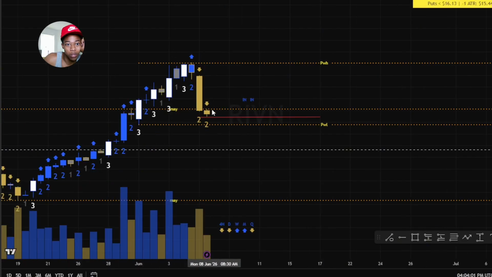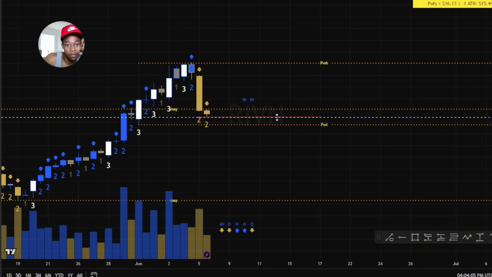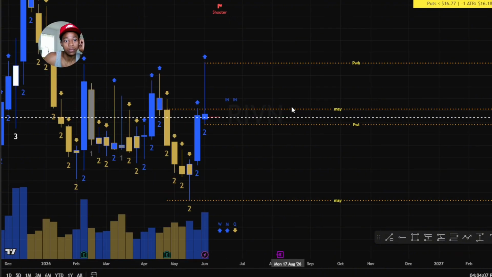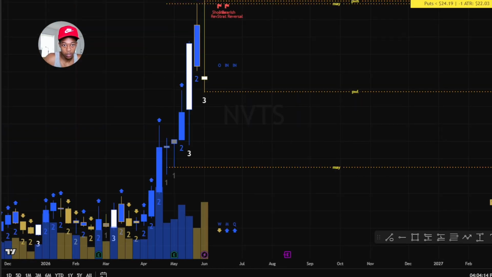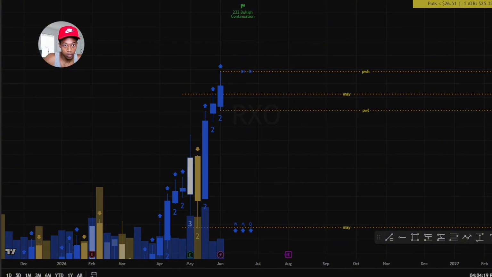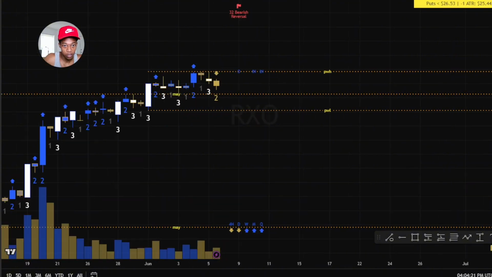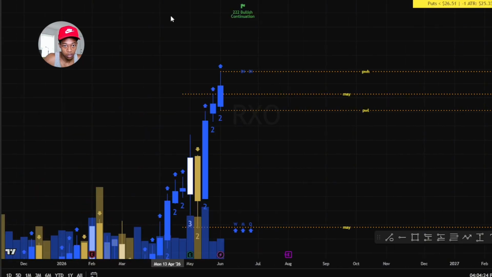Yep. Price breaks there and breaks this low right here, we can ride that down. So that's Rivian. It's a good one. Got a 3 on there. Got a 2 up on there. Got a 3. Yeah, so it's not really a good signal.